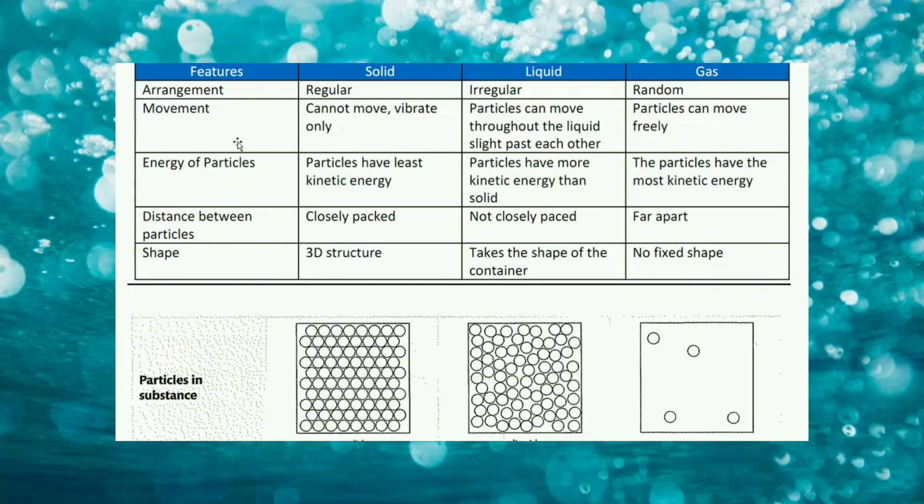And what about the energy of the particles in these three states? In solid states, particles have the least kinetic energy. In liquid, particles have more kinetic energy than solid. And in the gaseous state, the particles have the most kinetic energy.